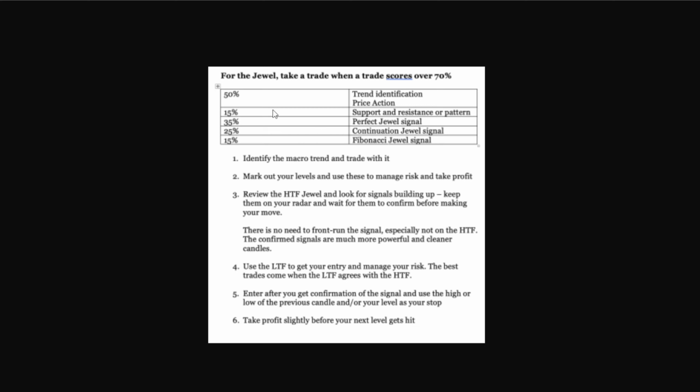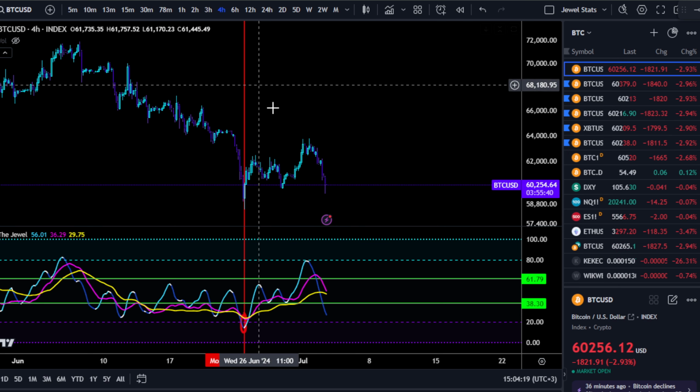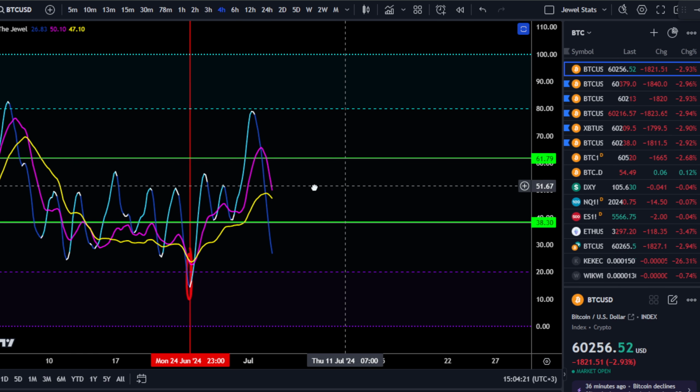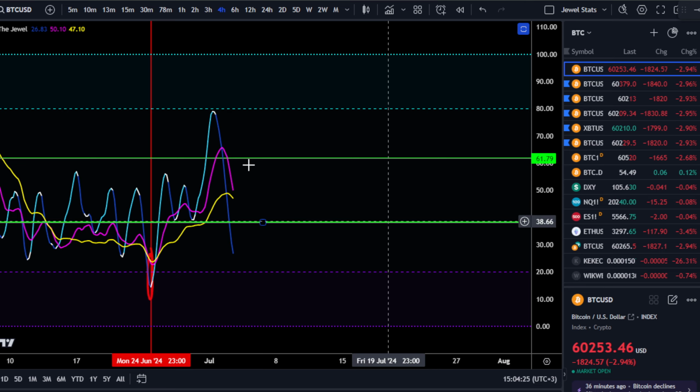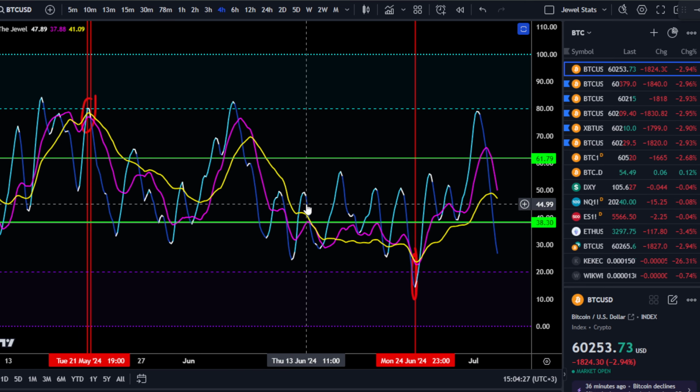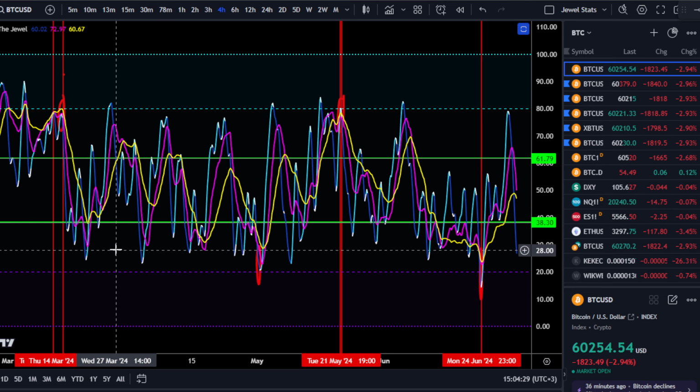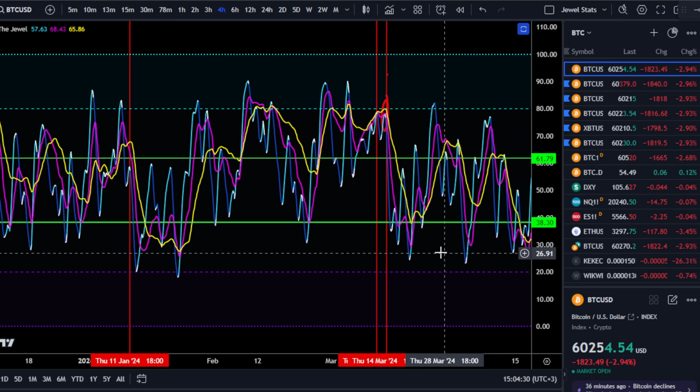Yes, we know that. And then, of course, for a continuation jewel signal, let's talk about what that would look like. That would actually be when you get a long signal, typically around the 61.8 level, or a short signal around the 38.2 level. And let me just see if I can find one really quickly. See a lot of reverse signals around that region, which certainly does happen. You will see continuation signals as well.